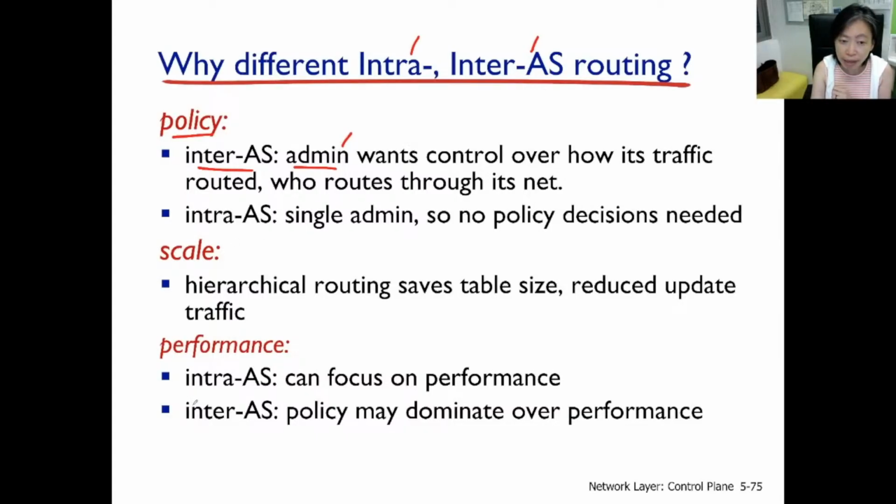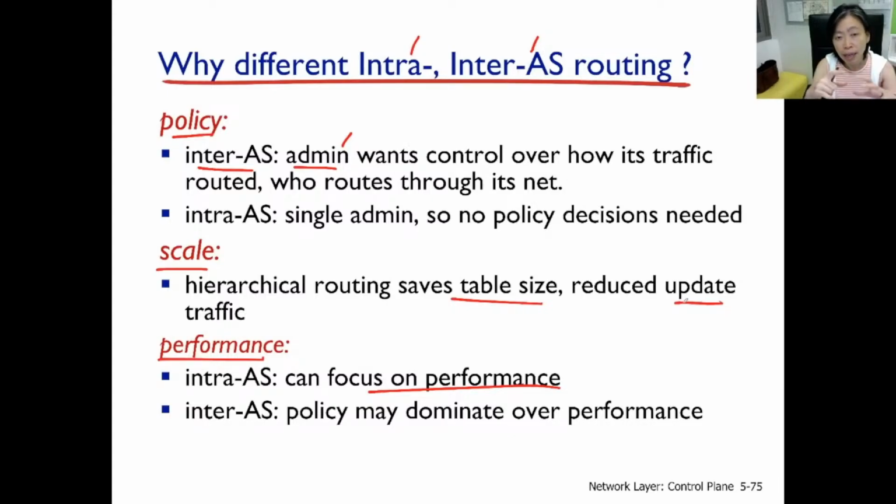In the intra-AS, however, we can go entirely with performance. Let's calculate strictly the shortest path so that the delay to go from one router to another router will be the lowest. Third reason, separating internet routing into two levels is also to reduce the amount of memory requirement and to reduce the network bandwidth consumption.